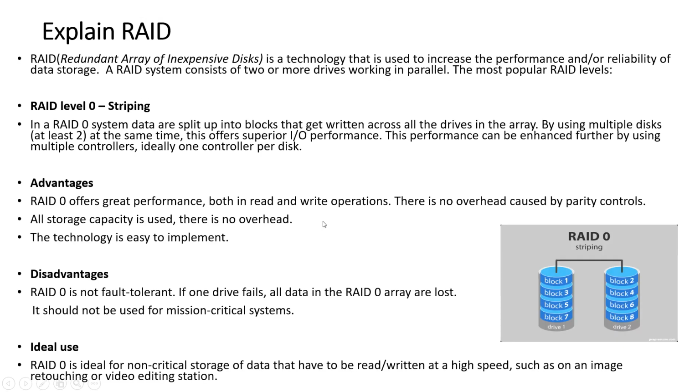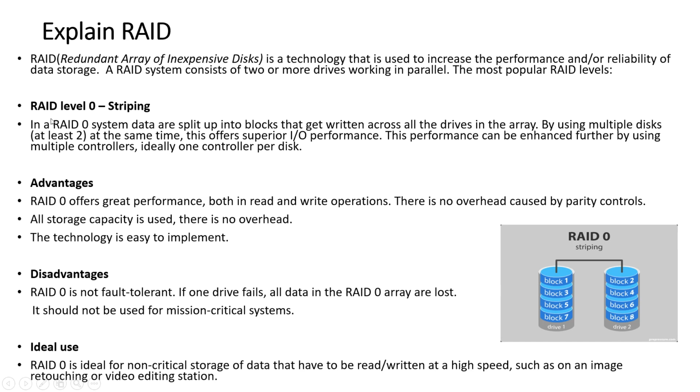Next question, again for 10 marks. Explain RAID. RAID is redundant array of inexpensive disks. It is a technology that is used to increase the performance of the data storage. A RAID system consists of 2 or more drives working in parallel. There are different levels of RAID, but we'll be seeing some good popular levels of it.